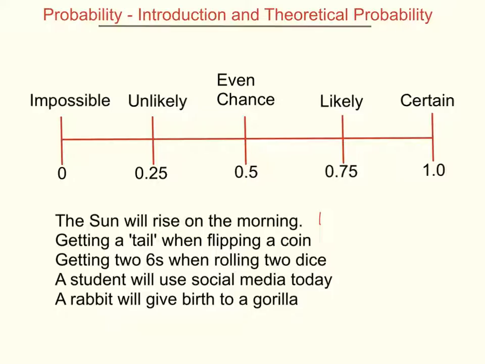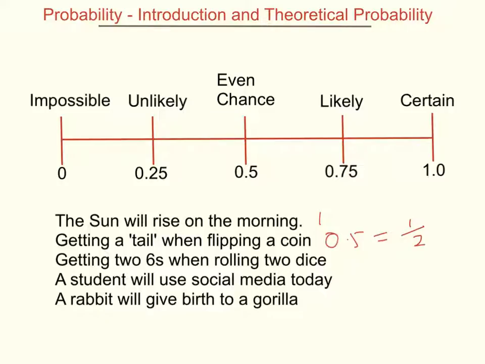Getting a tail when flipping a coin. There are two things that can happen when you flip a coin. Let's just ignore the chance that it can end on its side. You either get a head or a tail. There are two things that can happen, so it's an even chance of either of them happening, so the probability for that is 0.5. Or another way of looking at it is there's one thing that can happen that we want to happen, that's getting the tail, and there are two things that can happen, a head or a tail, 1 out of 2.